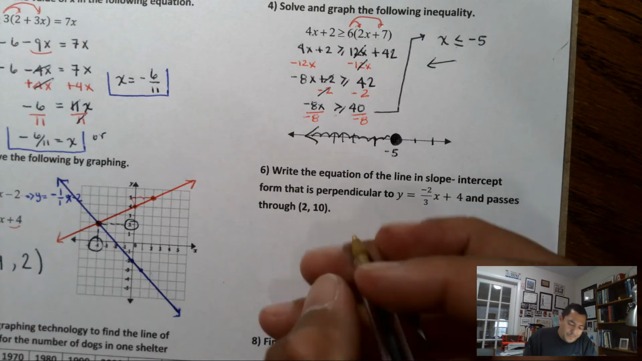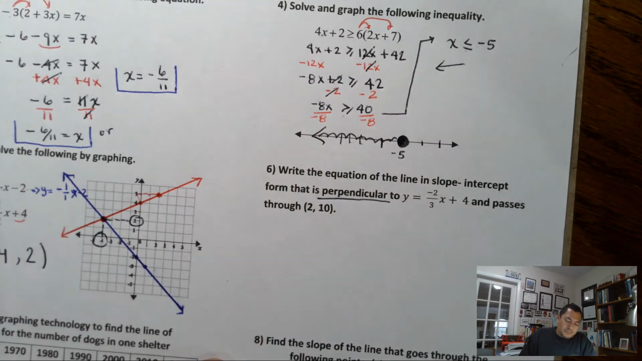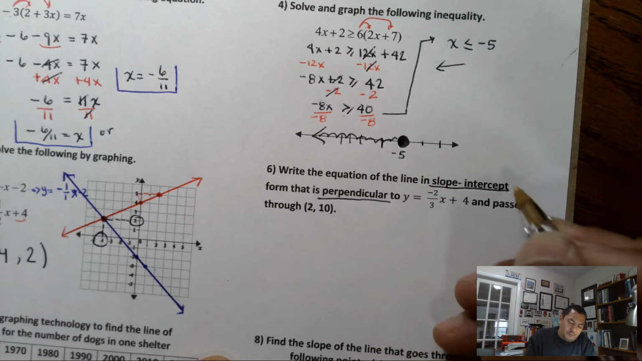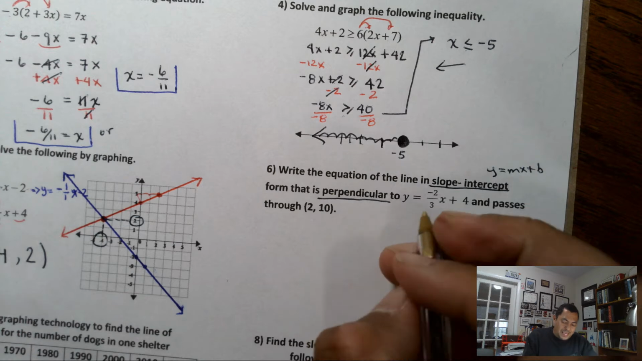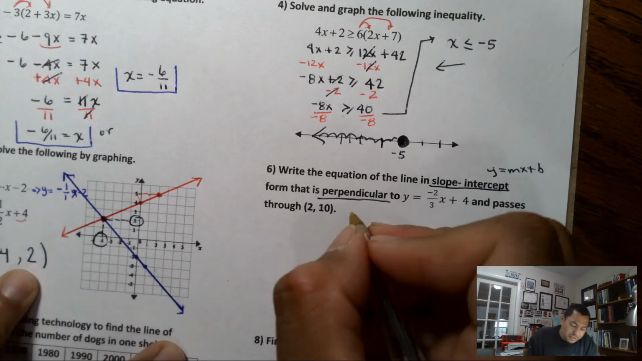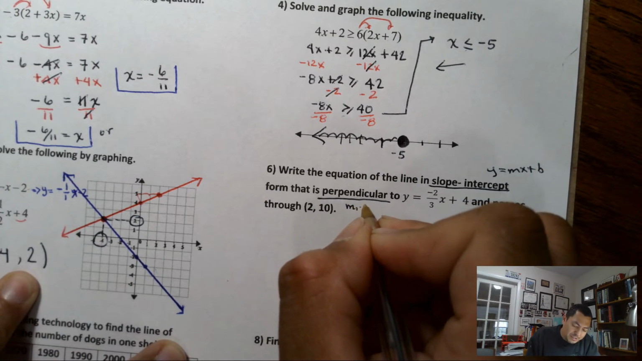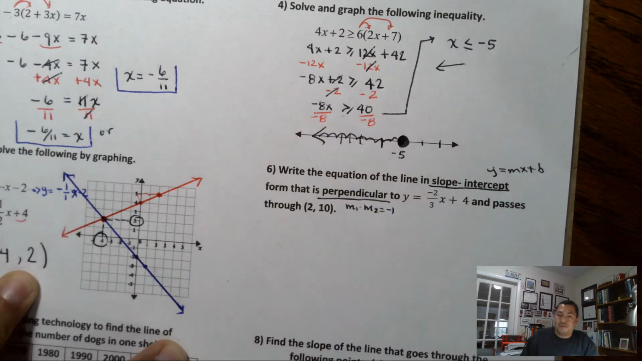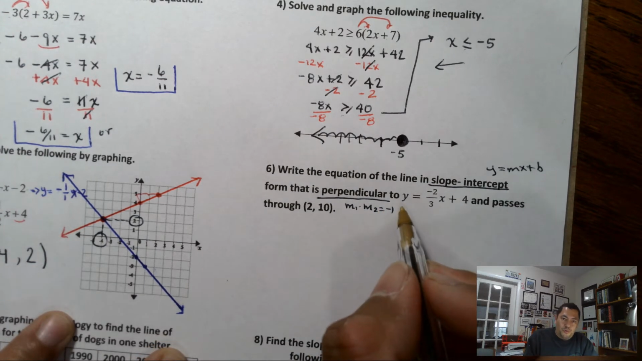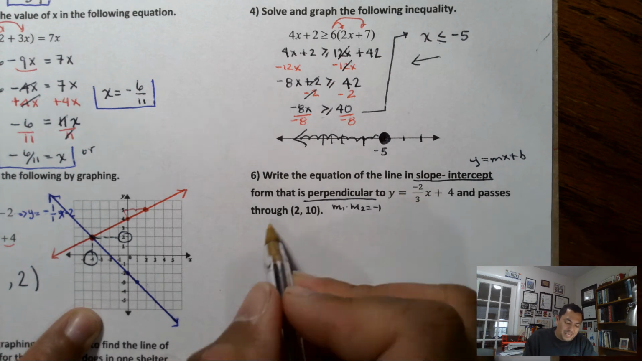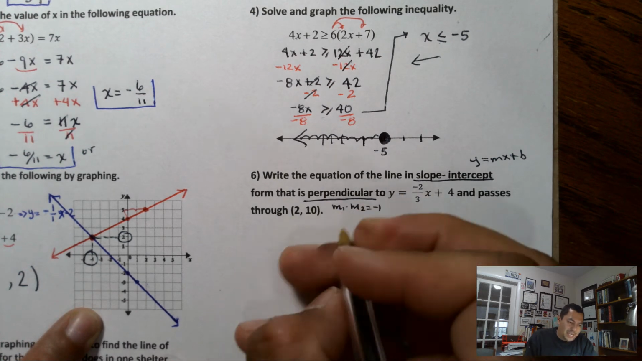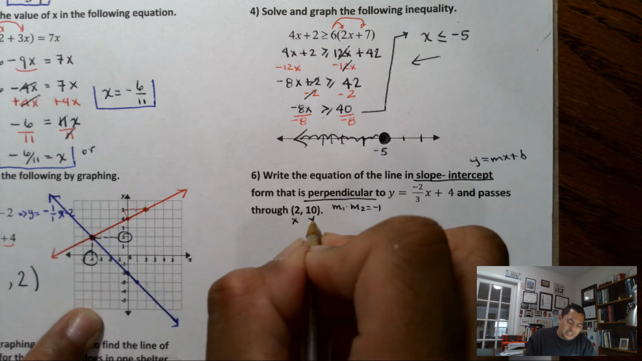Okay, let's go to write the equation of the line in the slope-intercept form that is perpendicular. In slope-intercept form, that means y equals mx plus b. Remember the definition of perpendicular that we went over in class: m1 times m2 is equal to negative 1. The given line is y equals negative 2 over 3x plus 4 and passes through the point (2, 10). Remember that this one is x, this one is y.